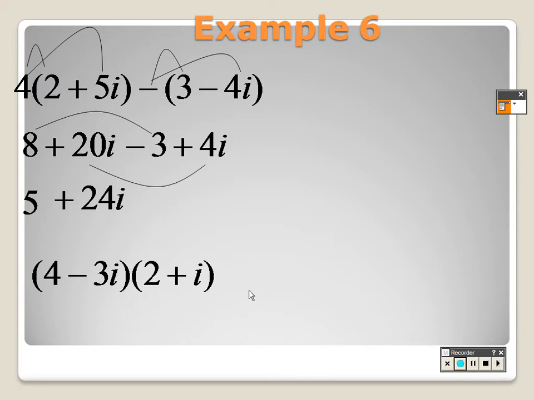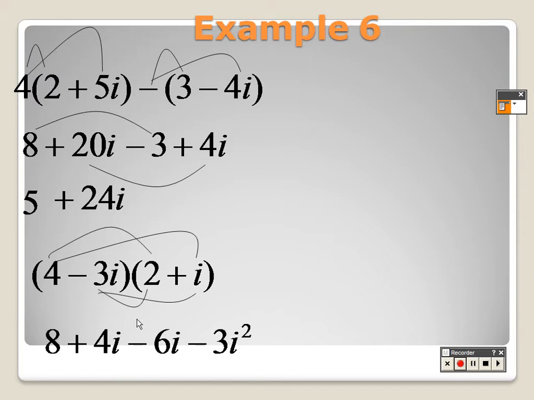So I guess here's another problem then. For example 6, try foiling this. 4 times 2 is 8. 4 times i is 4i. Negative 3i times 2 is negative 6i, and negative 3i times i is negative 3i squared.